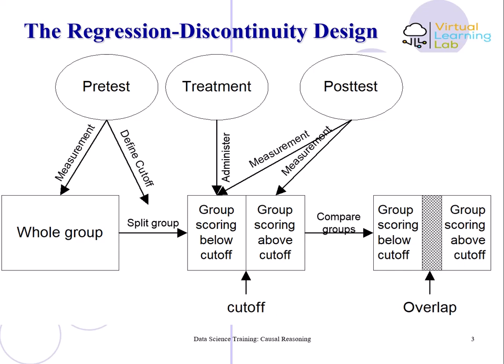So this is a schematic of the regression discontinuity design. Note that it requires two measures for the whole group, one prior to the treatment, then assignment based on a cutoff, and then another measurement, which would be the measure of the outcome. Now, although it shows here as pre-test and post-test, the pre-test does not need to be the same measure as the post-test.